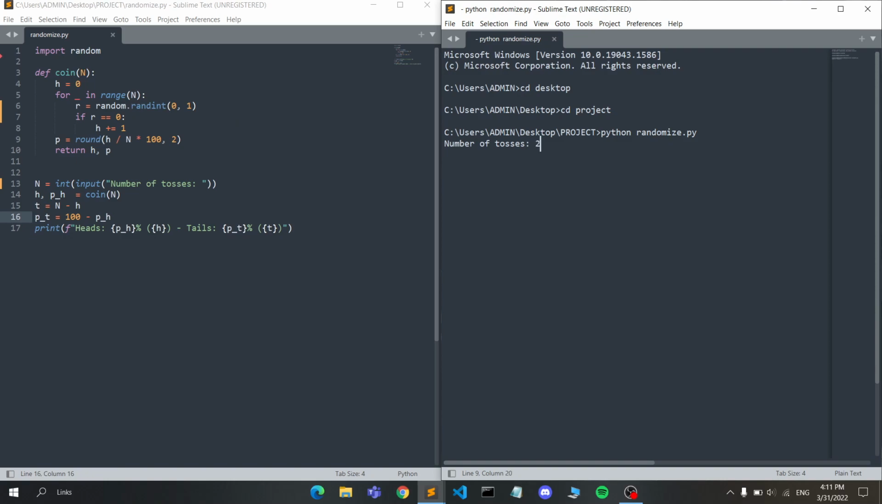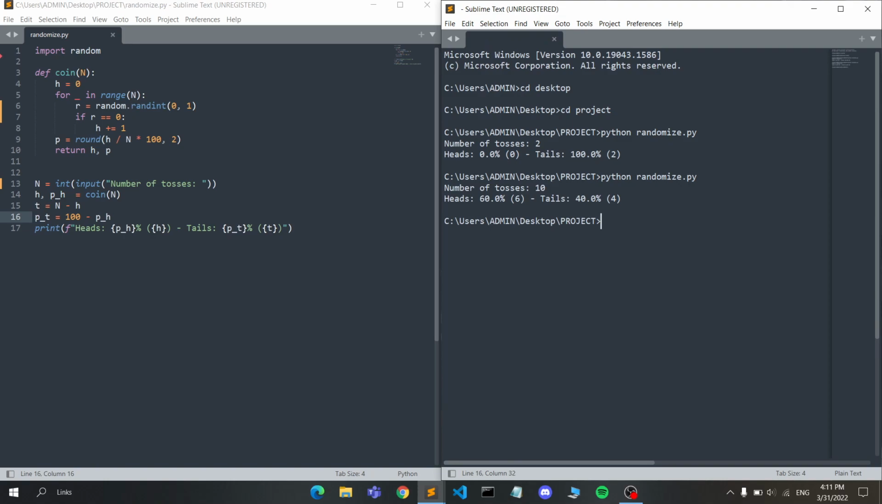Two tosses. Oh, 100%. Okay, not our expectation. Now a little bit later: 10, 60, 40. Good, good, good. 50, 46. So you can see that it is getting closer and closer to 50-50.